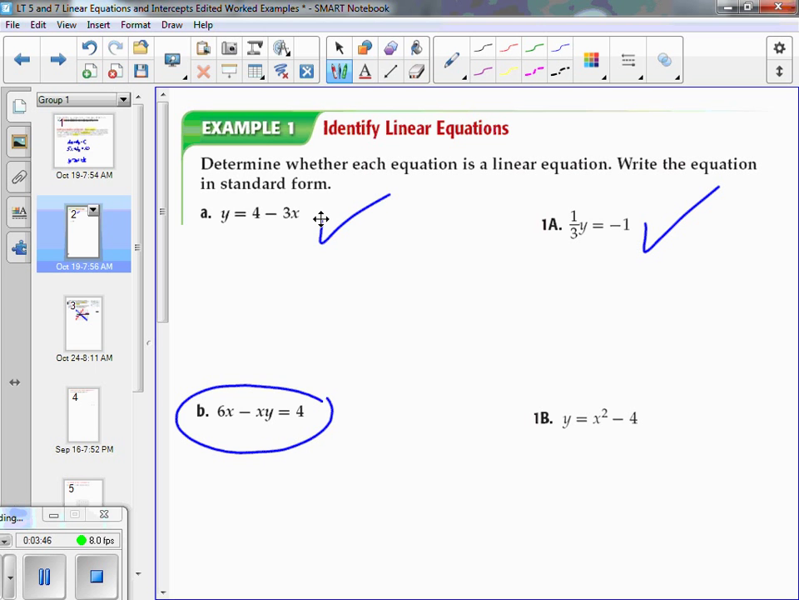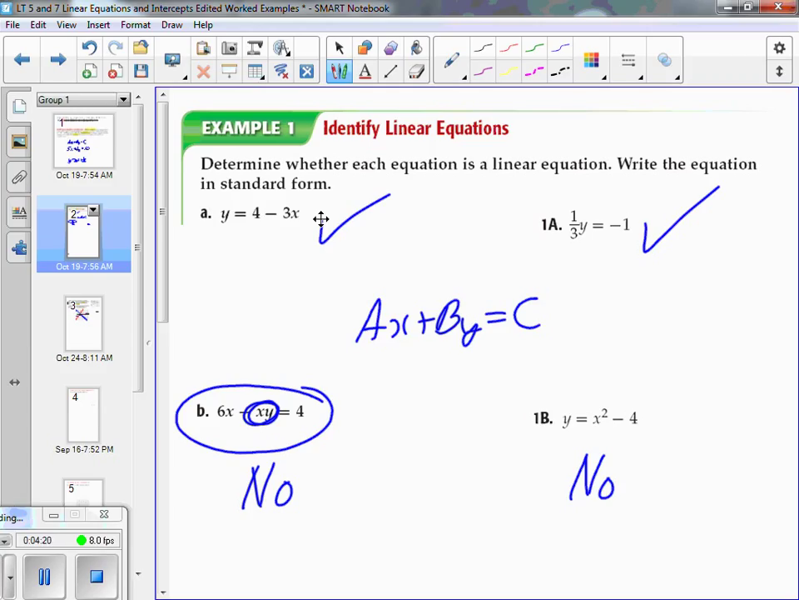B, no exponents. But what weird thing that I forgot to mention is happening here on B? It's got 2 different x terms, and the x and the y are multiplied together. Does that make sense, knowing that that's the standard form? You can't have an x and a y multiplied together. So that one's not a line if you graphed it. What about 1b? Because of the x squared, that one's not a line if you graph it.